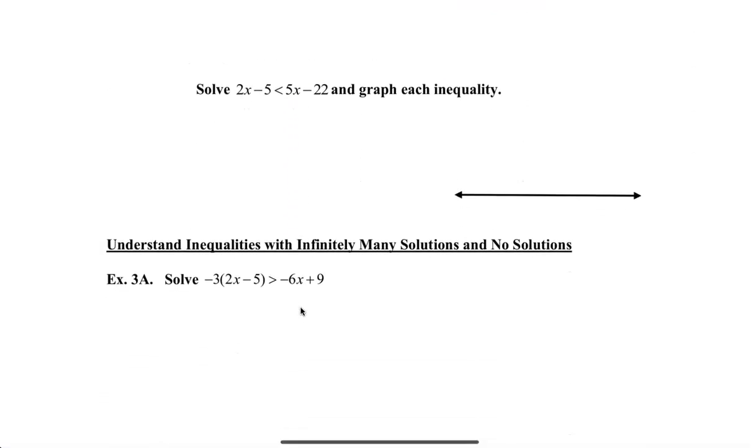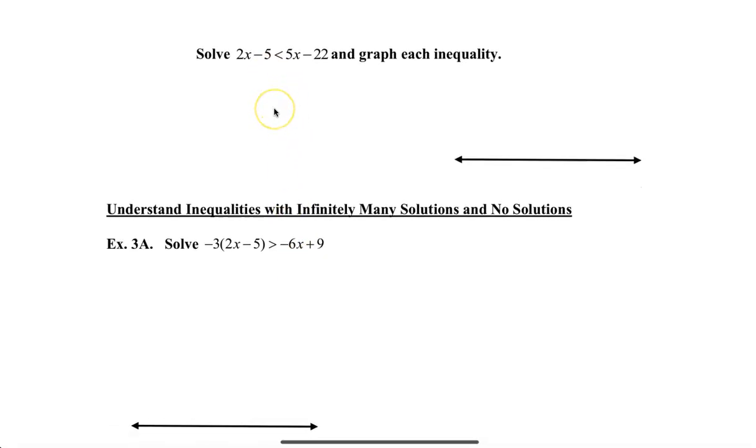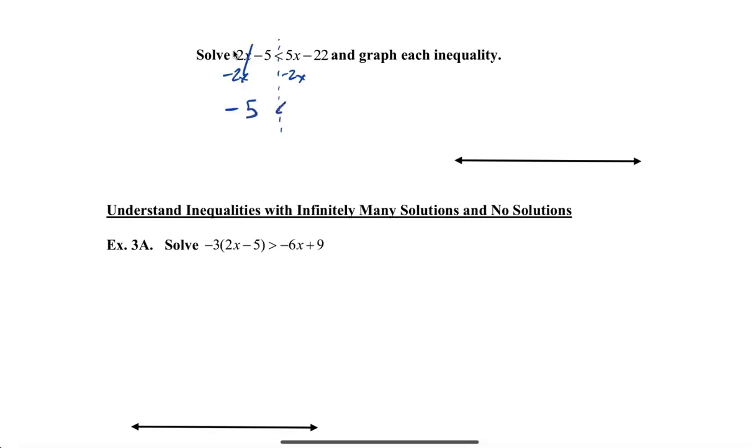So this next one has an x on both sides. Again, we're going to treat it the same way. Solve it like you know how to solve an equation with x on both sides. First thing I want to do is get rid of one of the x terms. We only want to have one. So I'm going to get rid of the smaller one, the 2x. So we subtract 2x from both sides. Whatever you do to one side, do to the other. You get negative 5 is less than 3x minus 22. So we want to get rid of that negative 22. Let's add 22 to both sides.